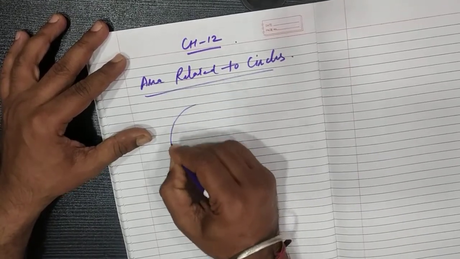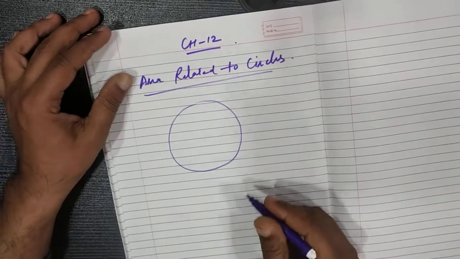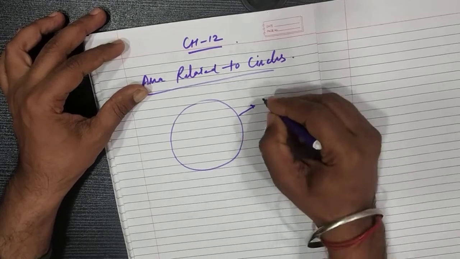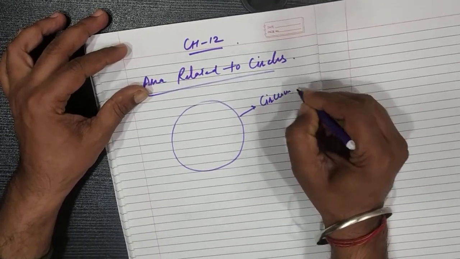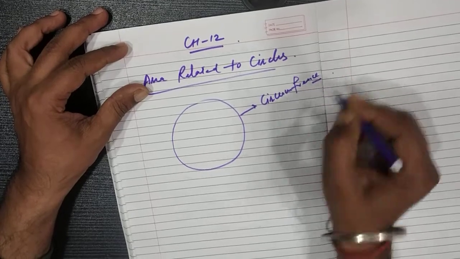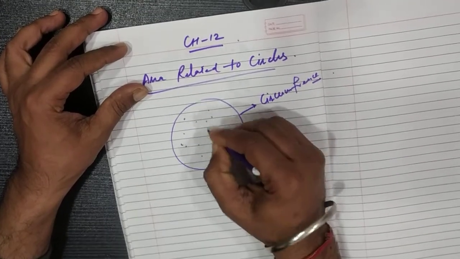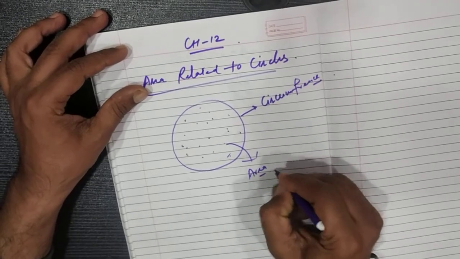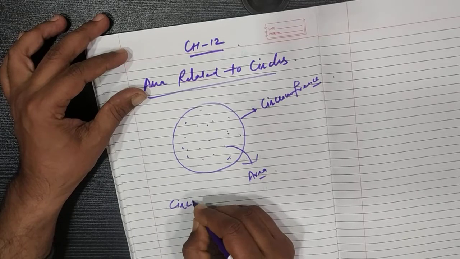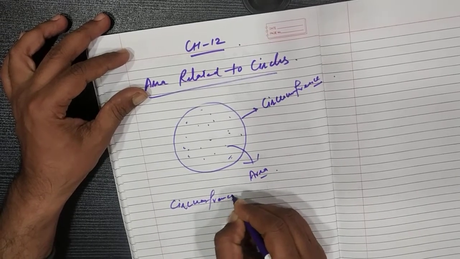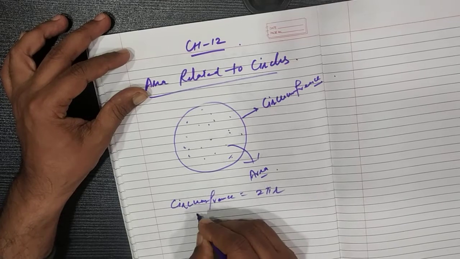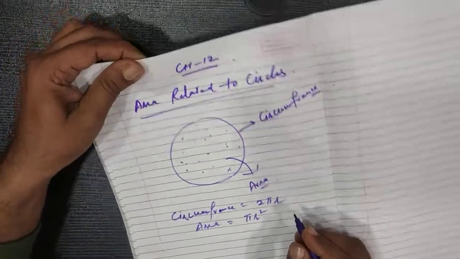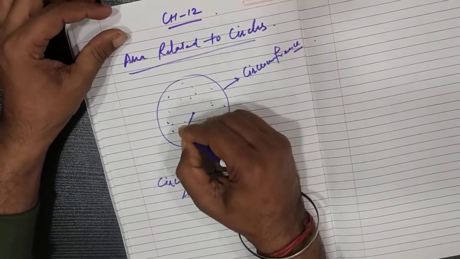As you are all familiar with the circle, this is a circle, and you know this outer boundary of the circle is known as circumference, and the inner part, this whole region, is known as area. You know the formula for the circumference of the circle, that is 2 pi r, and you also know the area of a circle, that is pi r square. Now what is r here? R is the radius of the circle, this one.